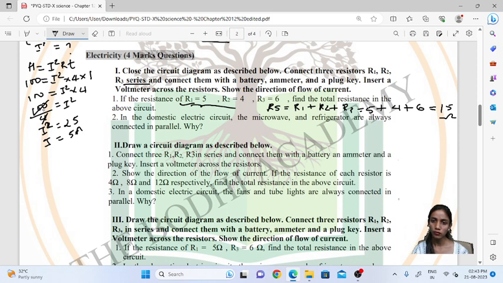Okay, so the total resistance of this circuit is 15 ohms. Now we will see the next question, which is: in the domestic electric circuit, the microwave and the refrigerator are always connected in parallel. Why? This we have already discussed. Different electrical gadgets, so how do we answer this?